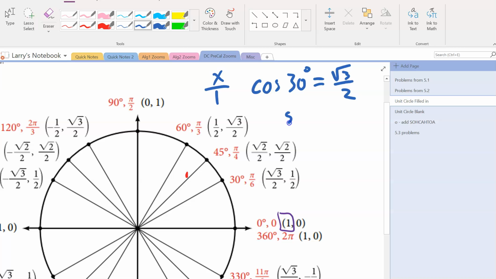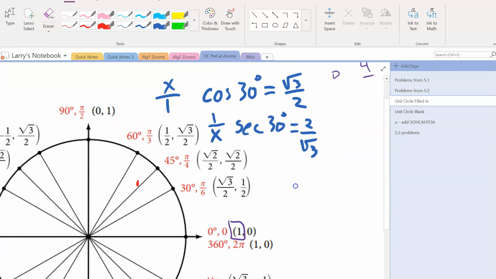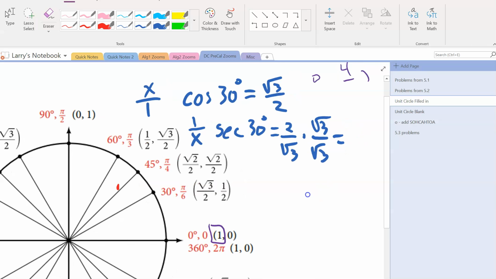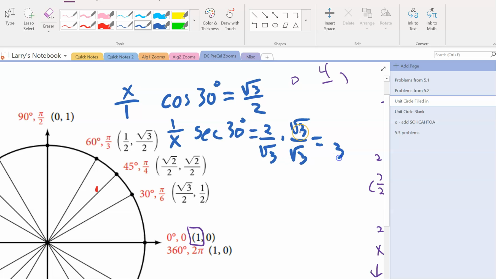Well, the reciprocal to cosine is secant. They're reciprocal functions. Thus, secant is simply flip that fraction over. So secant is going to be 1 over x. Where it is square root of 3 over 2, we will now write 2 over the square root of 3. We won't leave the denominator with a square root. We'll rationalize the denominator, multiplying by square root of 3 over 3. Square root of 3 times square root of 3 is 3, and 2 times square root of 3, we just tack them together. So secant of a 30 is 2 square roots of 3 over 3.